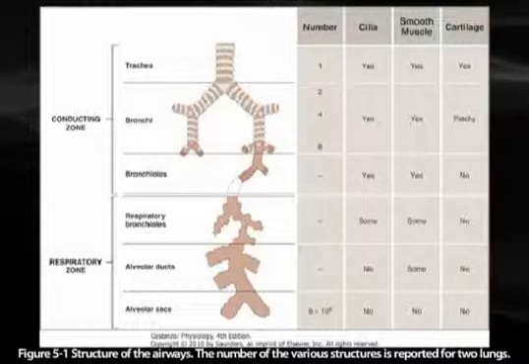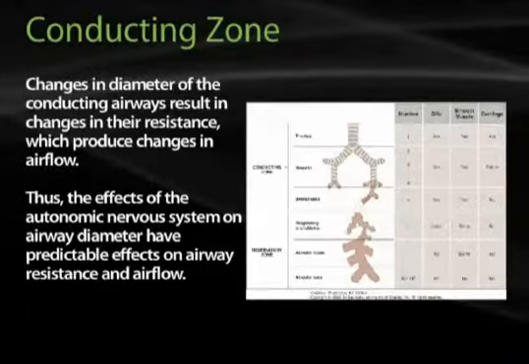Once again, Figure 5.1 reviews the differences in function and histology between the conducting zone and the respiratory zone. When we change the diameter of the airway, we change the resistance of airflow through that airway. Therefore, the autonomic nervous system has an effect on airway diameter, which is going to have predictable effects on airway resistance and on airflow. We can control how much air gets in and out of our lungs by our autonomic nervous system.